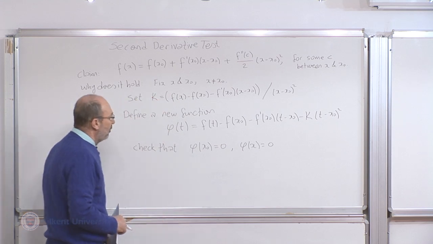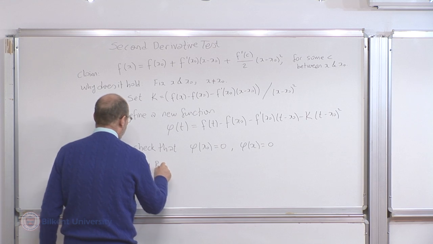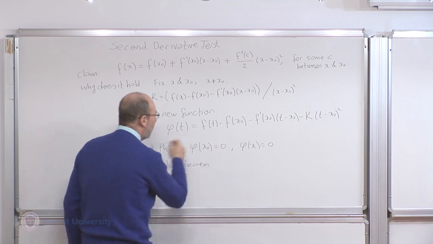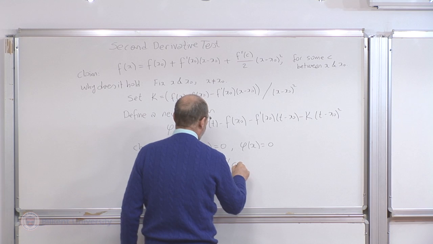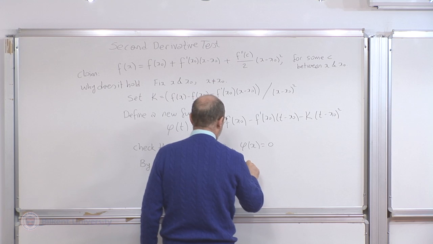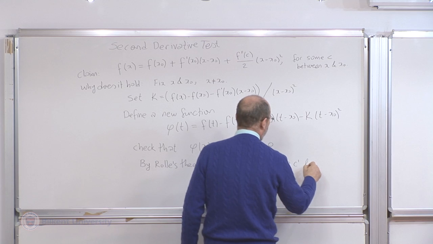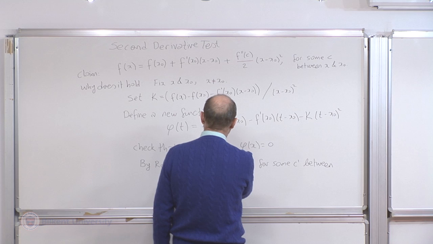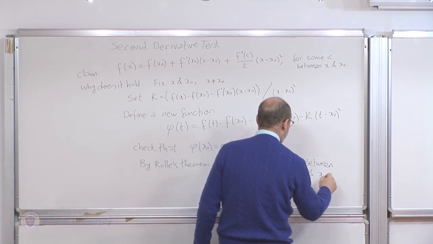So we have this. Now, by Rolle's theorem, somewhere in between, the derivative of this is 0. Phi prime of c prime, let's say c prime because I'll need c later on, is equal to 0 for some c prime between x and x sub 0.